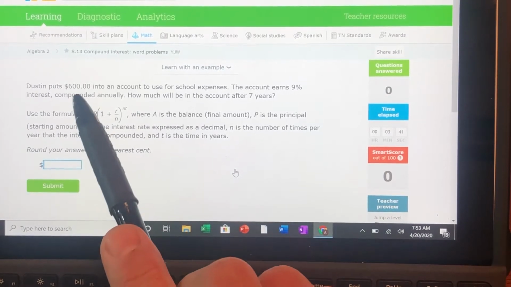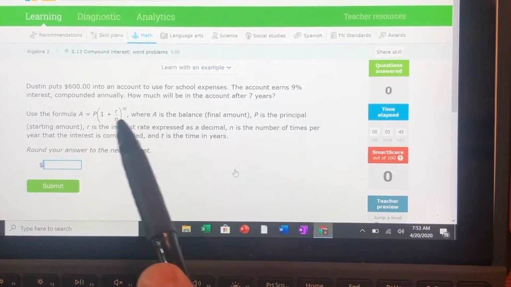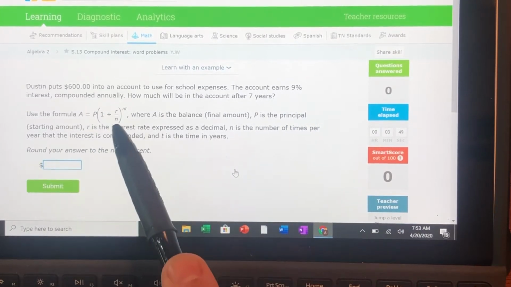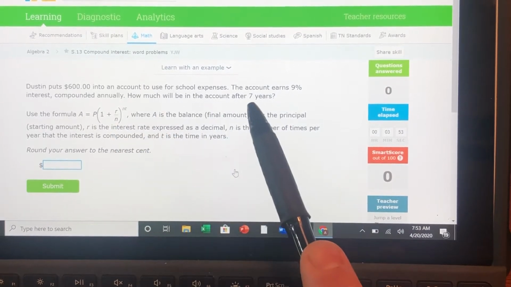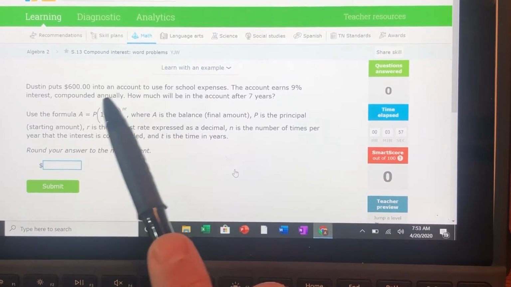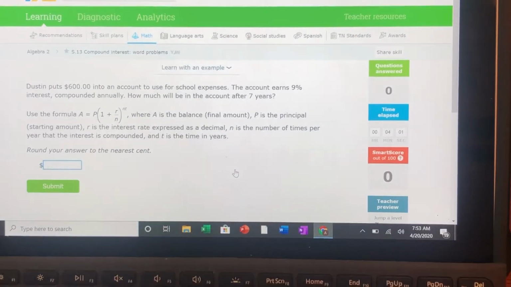So it looks like 600 is the principal, 9% is the interest rate R, compounded annually means that N is going to be 1. How much will be in the account after 7 years? 7 years is T. So they've given us everything we need to plug this into our calculator to find A. So let's do that. First, I'm just going to write it down so I know what to type into my calculator.